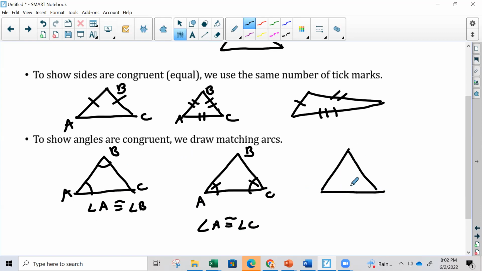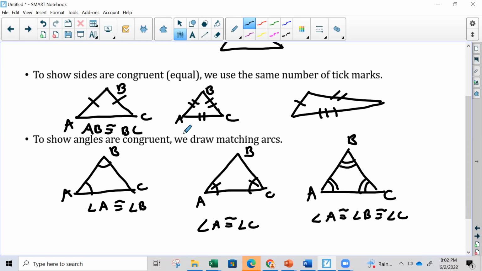And so for another one, if I want to show all 3 angles, again, I could just do 1 arc, but I could also do 2 arcs on each one. As long as they match, it shows that those angles are equal. So this would show that angle A is congruent to angle B, which is congruent to angle C. Okay, and I could write it the same with sides. If I just go back, this would show that AB is congruent to BC, and this would show that AB is congruent to BC, which is congruent to AC.